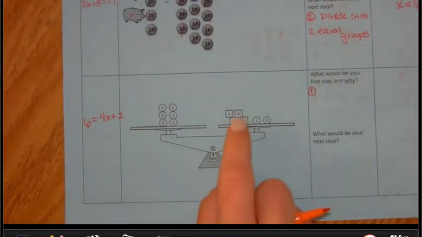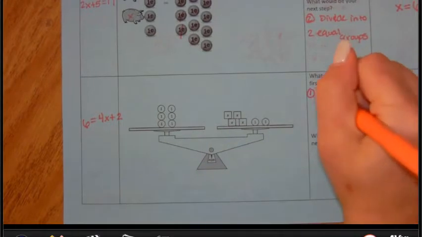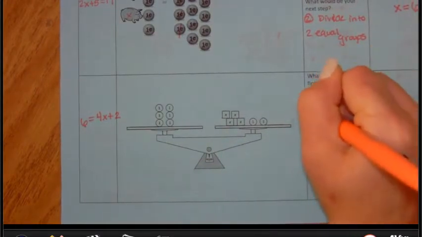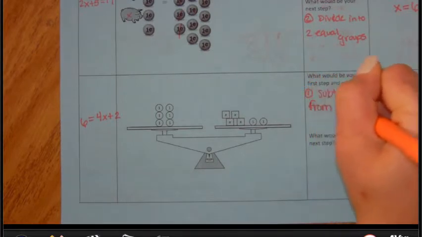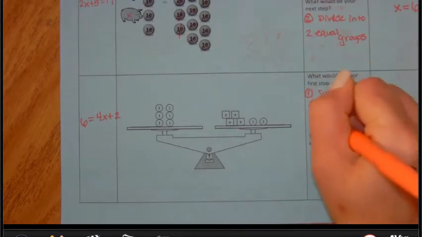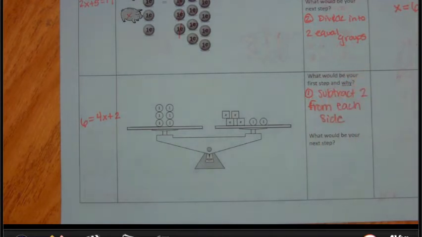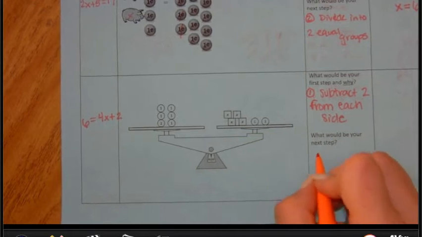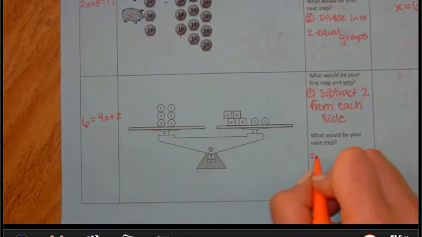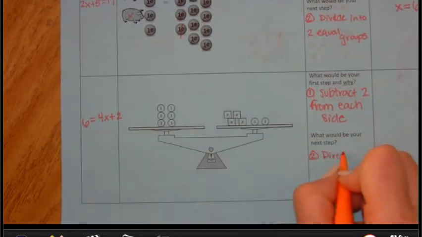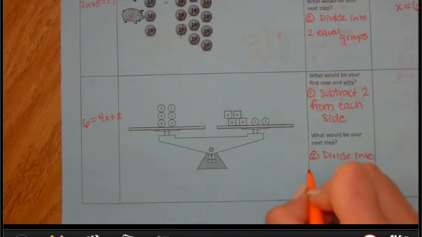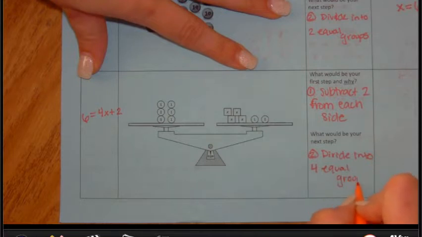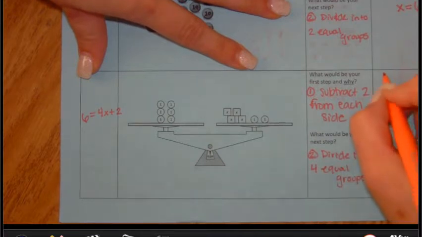Well, my goal is to get x by itself. So my first step would be to subtract 2 from each side. My goal is to subtract 2 from each side. What would be your next step? Well, my next step after that would be to divide into 4 equal groups.